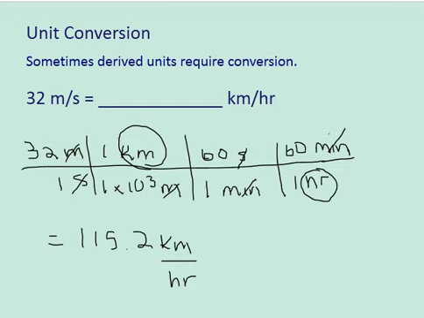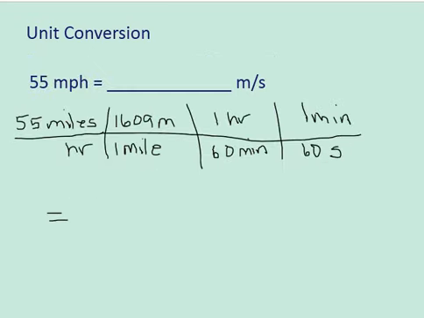Okay. All right, and last but not least is one of these derived units where we're going between English system measurements, those things that we're going to be used to, and metric system measurements. So 55 miles per hour, how fast is that, or what is that equivalent speed in meters per second?